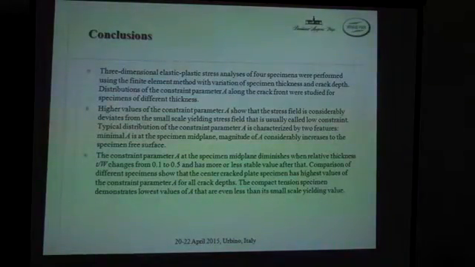Typical distribution of constraint parameter A is characterized by two features. The minimum A is at the specimen midplane, and magnitude of A considerably increases toward the specimen free surface. The constraint parameter A at the specimen midplane diminished when the relative thickness changed from 0.1 to 0.5 and has more or less stable values after that.